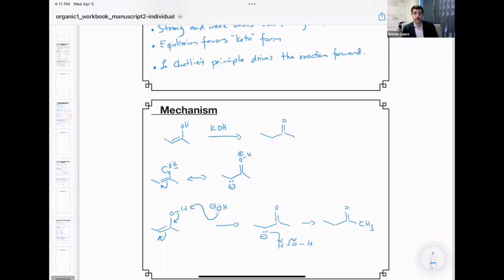The good thing is all base-catalyzed keto-enol tautomerizations have the same mechanism. You're going to have the same mechanism regardless of the base that's used here. You just have to regenerate the base because it's catalytic.